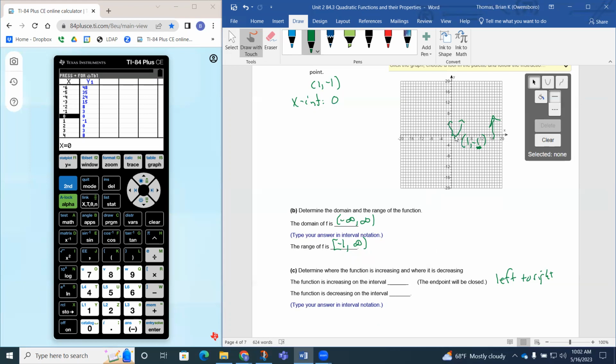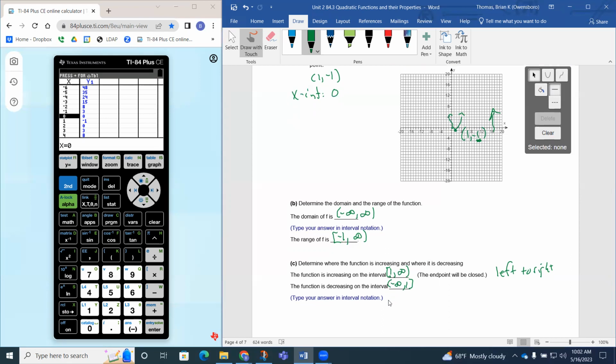So the increasing part would be going from 1 to infinity would be the increasing interval. So they usually close the endpoint there. So the 1 is going to be closed to infinity would be the increasing side of it. And then from -infinity to 1 is where it's going to be decreasing. So notice how that vertex is a critical spot here. That's where it changes from decreasing to increasing in my graph. So again, they did one interval notation there.